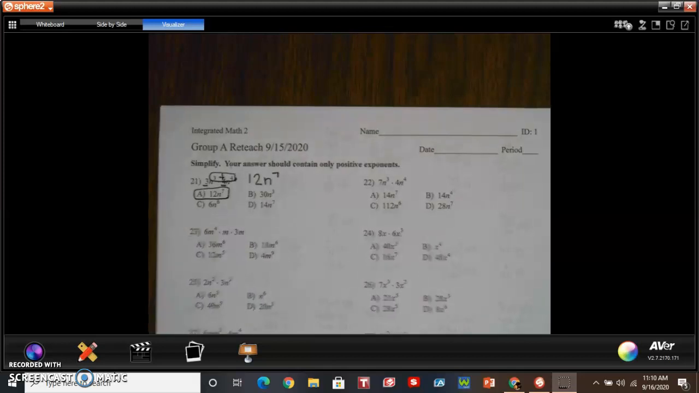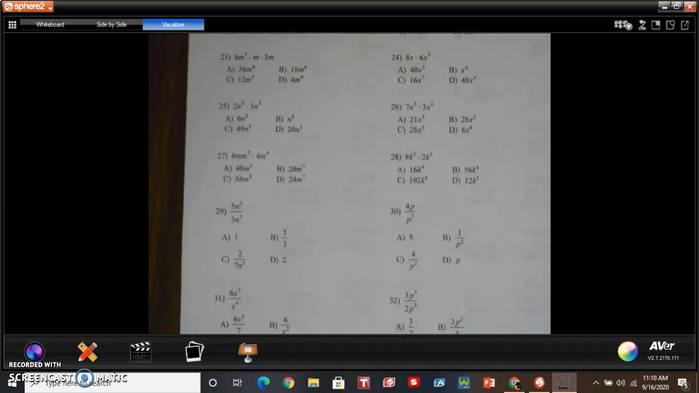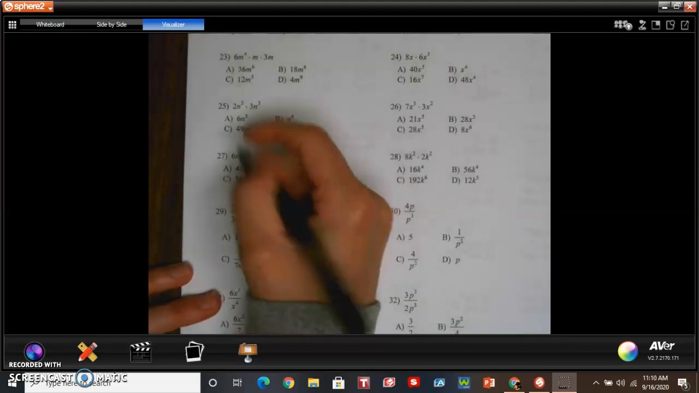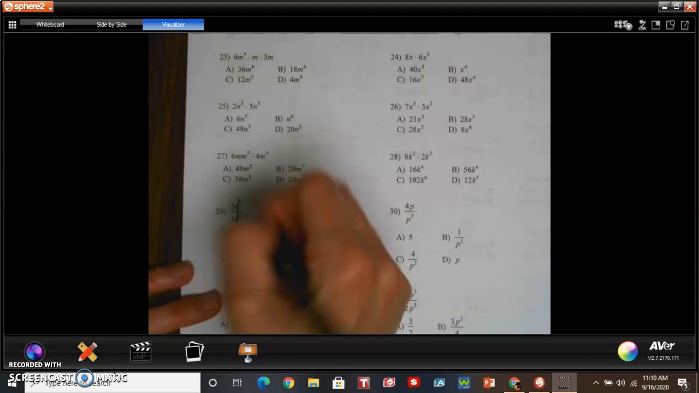Okay, next we're going to look at number 29. This one is division. So the first thing I notice here is that we have n cubed, both top and bottom. Guess what they do? Cancel out, and you're left with 5 over 3.